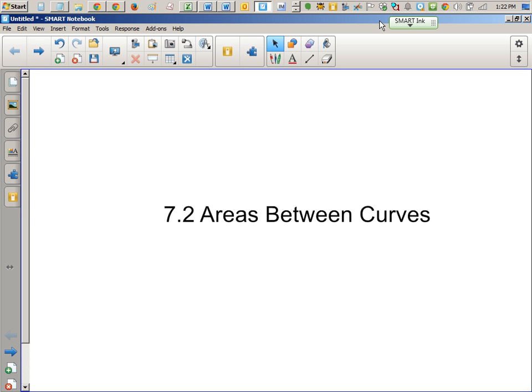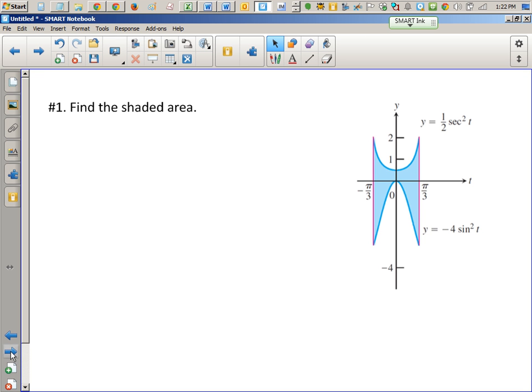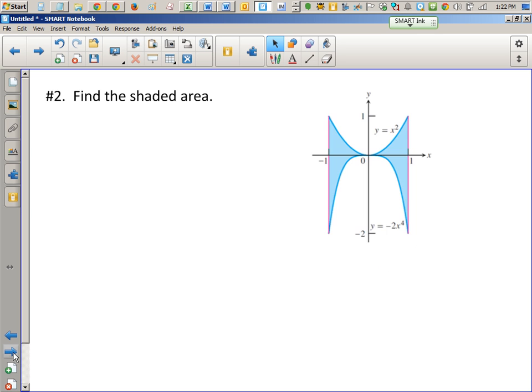Okay, so what does it mean to find area between curves? You can kind of see through the examples what it means. Imagine you had a secant squared curve and a sine squared curve inverted there. You would be interested in finding that blue area, see? Or maybe between these two, this looks kind of like a Batman logo or something.